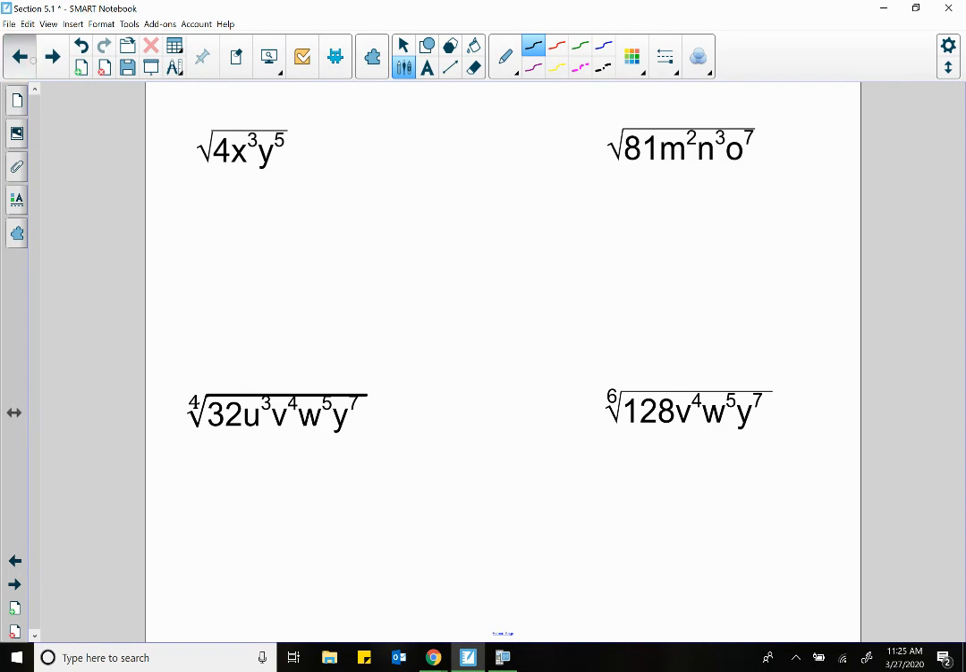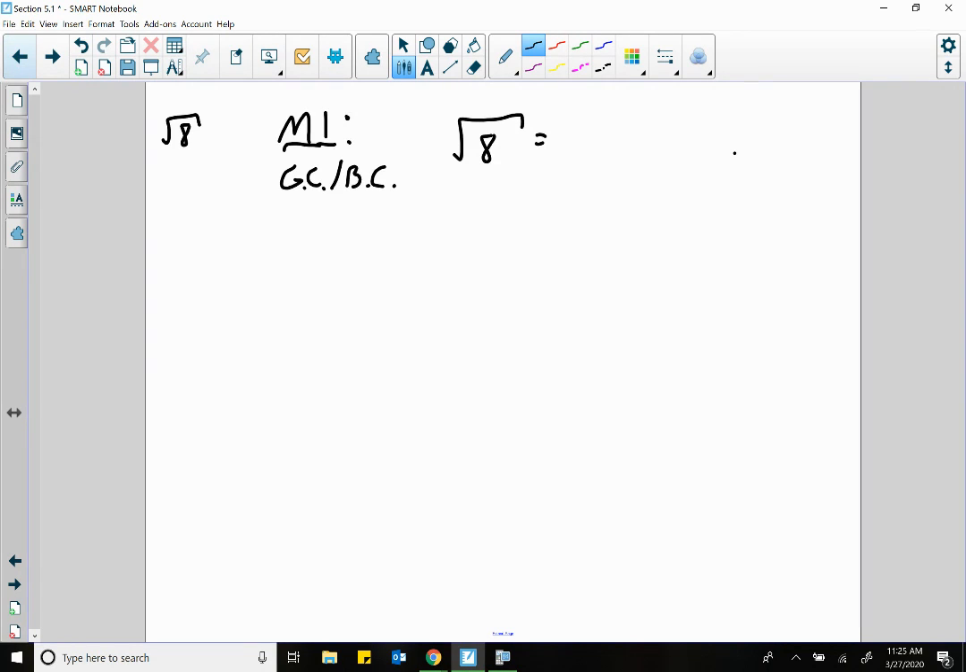So what times what gives me 8? Well, 4 and 2. Yes, I know 8 and 1 works, but we want to work with perfect squares, and I'll talk more about that in a second. So 4 times 2 gives me 8. I have 2 numbers being multiplied under a radical, so I can separate them: 4 and 2. This is what I call the good child. This is what I call the bad child.